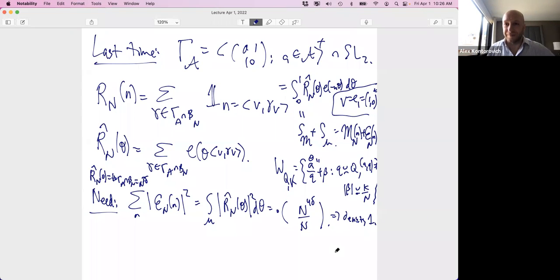Professor, I think this would be R_N of n, not R_N hat of theta, right? So R_N of n is the function on the integers, and the dual of that is the function on the circle. I agree, but you've written below this line R_N theta hat. Yeah, I've written R_N hat of 0, when theta is equal to 0. Okay, then I agree. So this is all ones, and that's just the number of elements in a ball.